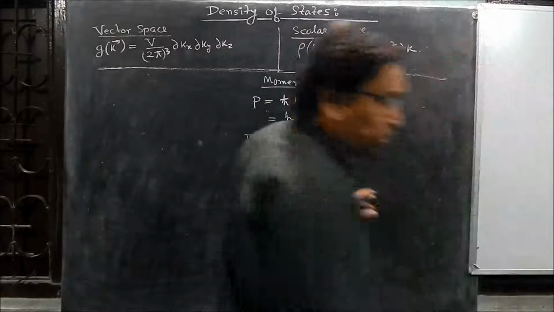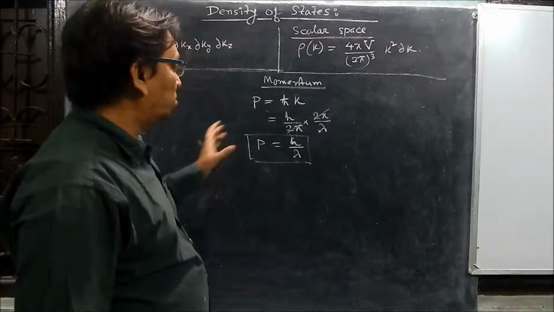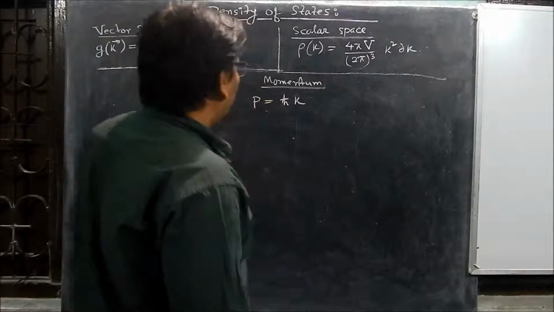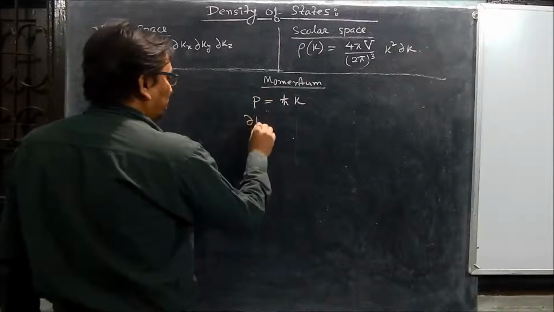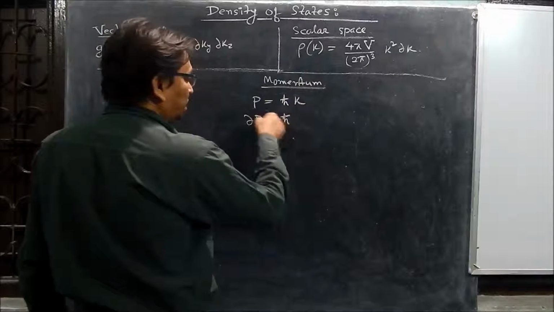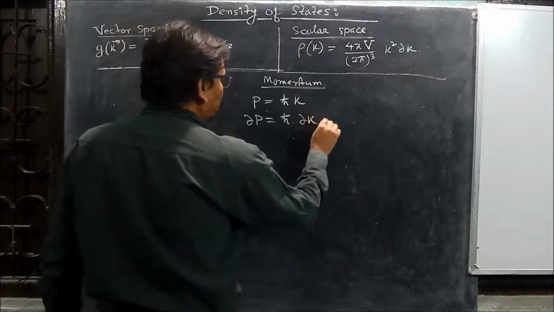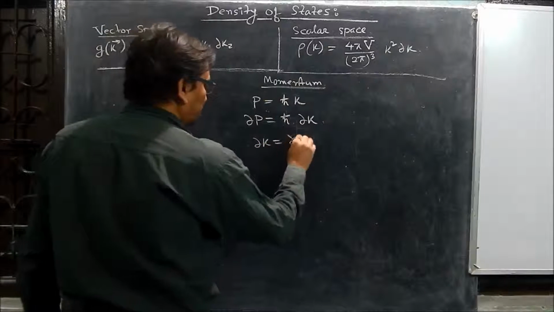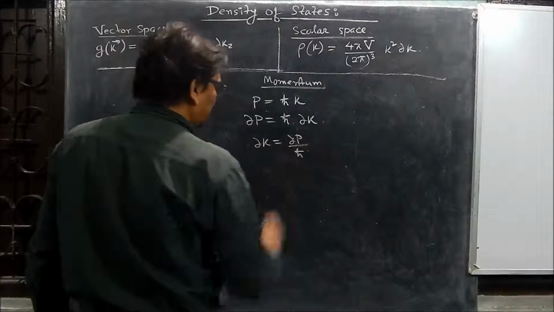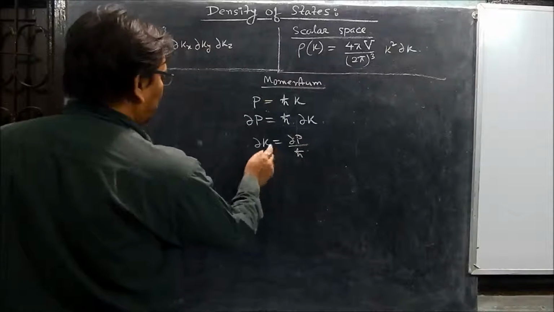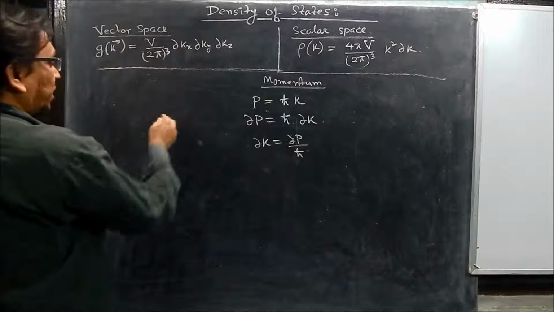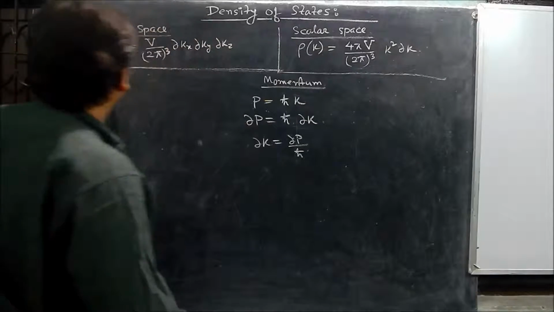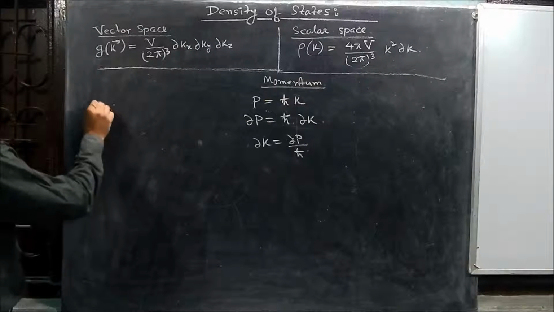As we are considering matter waves here, we take momentum equal to h bar into k. If we differentiate, we get del p equal to h bar, which is just a constant, times del k. So the value of del k will be equal to del p by h bar. Now if we put this value here, then we will get the vector space of momentum.